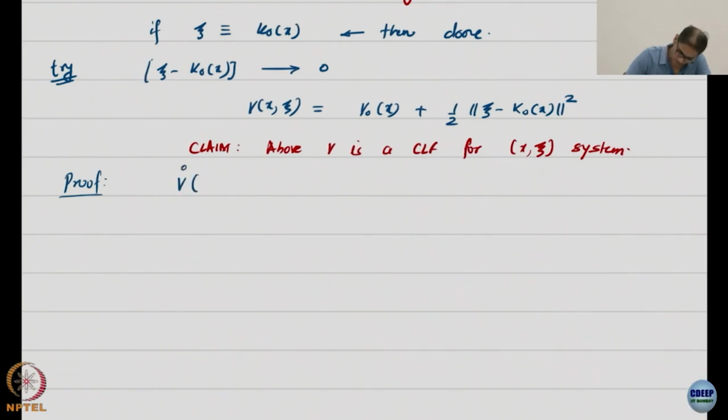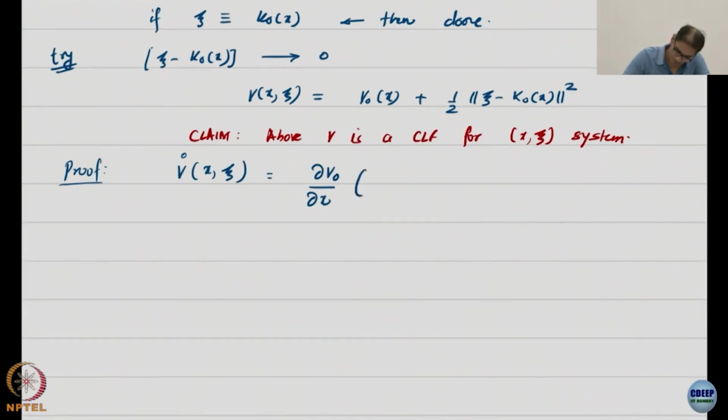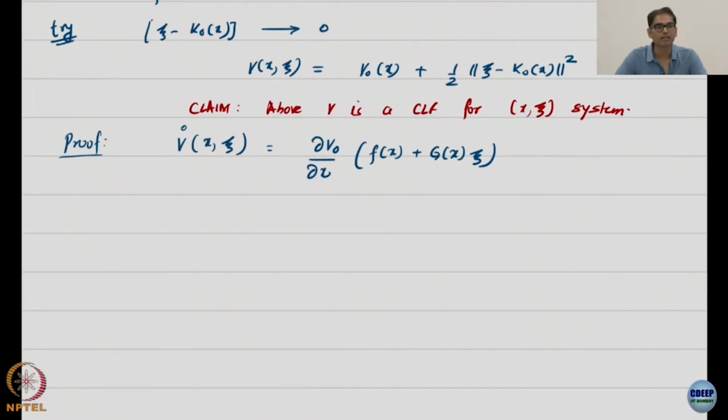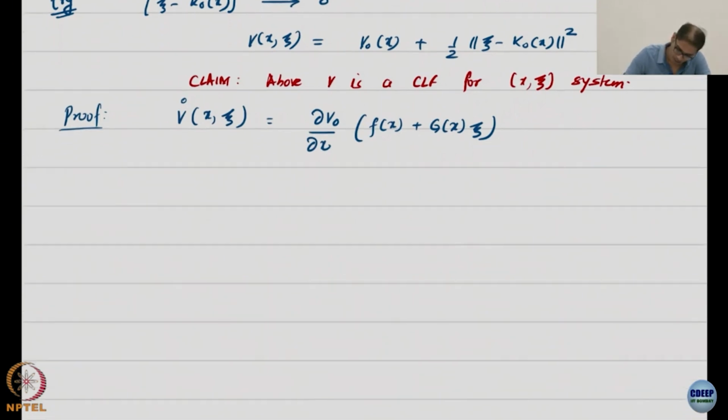V dot of (x, psi), and this is what? This is partial of V0 with respect to x. So I'm just taking the derivative piece by piece. So I get the partial of V0 with respect to x, and then I get f(x) plus g(x) psi, which is x dot, right? And then there is no partial of V0 with respect to psi because V0 is independent of psi. So there is no partial with respect to psi.